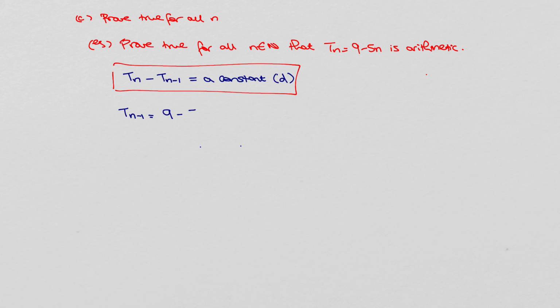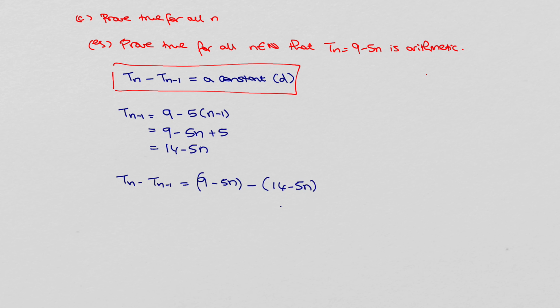So it's 9 minus 5n, so that's going to become 9 minus 5 times n minus 1. So that's 9 minus 5n plus 5. In other words, 9 and 5 is 14 minus 5n. So now we have t of n, and we have t of n minus 1. So what we do next is we subtract them, and we should get a constant. In other words, there should be no n in our answer if this is an arithmetic sequence.